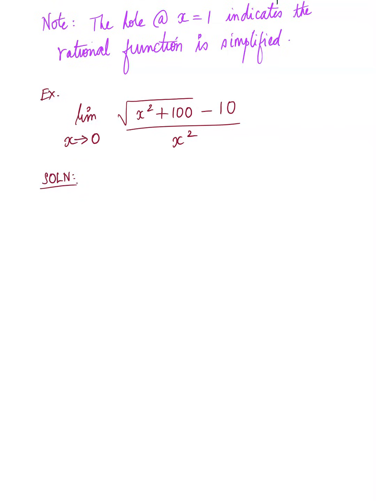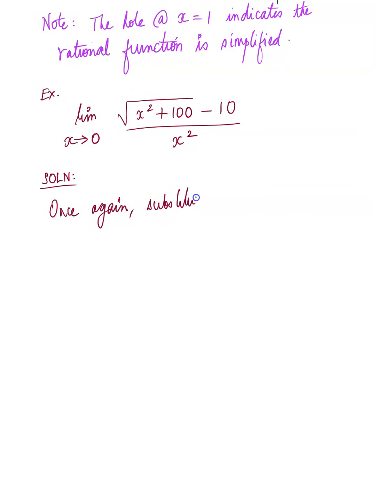Now it's time for us to see, if you were to substitute for x as 0, what happens? When you plug in for x as 0, you get 0 squared, which is basically 0. So square root of 0 plus 100 is square root of 100, which is 10. So you get 10 minus 10, which is 0 on the top. And for the denominator x, when you plug in 0, you get 0. So you get 0 over 0 again, that indeterminate condition.